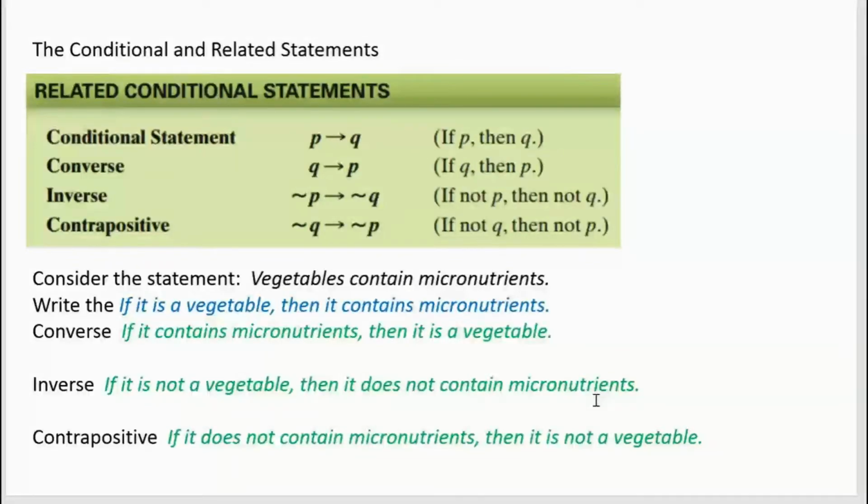Now, what do you think about the truth value of that? If it does not contain micronutrients, then it is not a vegetable. You know what? That sounds kind of like the original, right? Because we said that vegetables contain micronutrients, so if you have this thing that does not contain micronutrients, you know right off the bat it's not a vegetable, because we know that vegetables contain micronutrients. Is this sort of making a little bit of sense? I hope. Let's keep going.